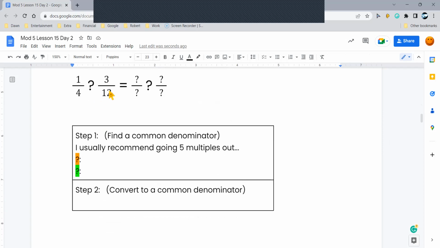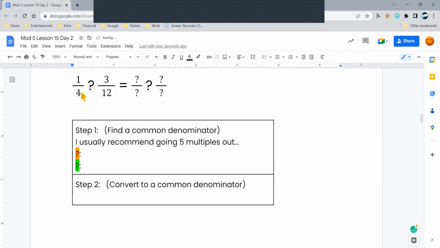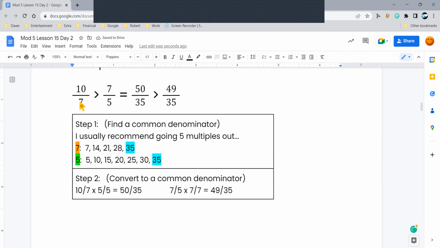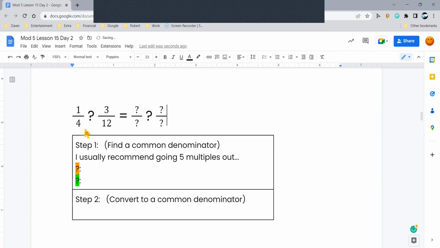I have 1/4 and 3/12. So right here, I'm taking my denominators. I'm going to make this a little smaller, or just take it away altogether. That looks better. Okay, I'm going to take the denominators, the 4 and the 12, and put them in my question marks. So I'm going to put 4 in the orange and 12 in the green.